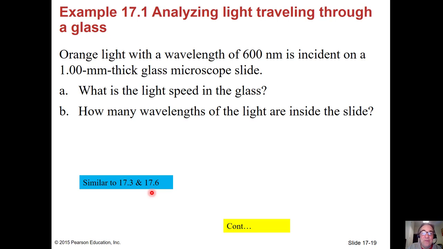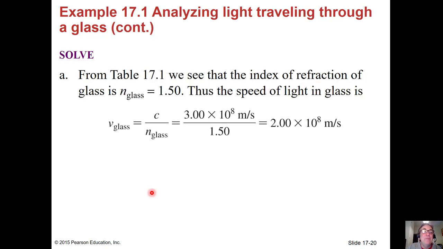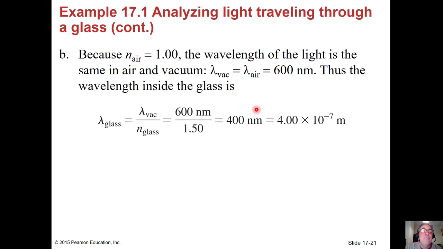Okay, I think we've got some information on the next slide. So from the table that we just saw, the index of refraction of glass is 1.5, or maybe you remember that from Snell's law. So we can calculate the speed. The speed in the glass is the speed of light divided by 1.5. So you get 2 times 10 to the 8th, about 2/3 of what it is in a vacuum. Okay, good. So that's the formula that we just looked at.